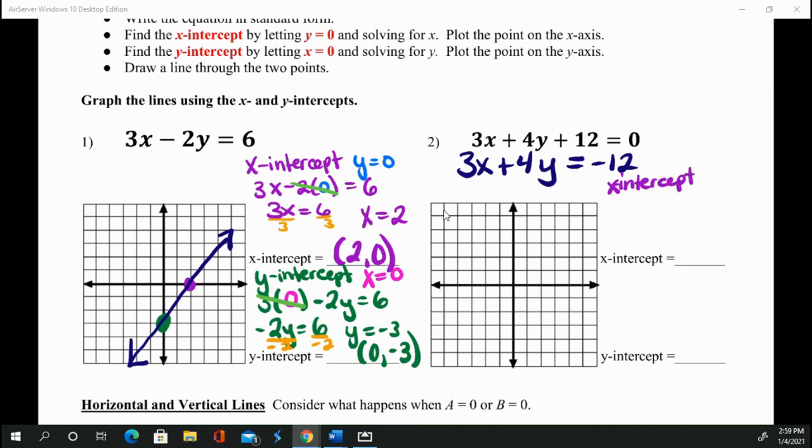And that's, we substitute the value of y equals 0. And solve what's left. So we have 3x equals -12. Divide both sides by 3. And we get x equals -4. So the x-intercept is at the point -4, 0.